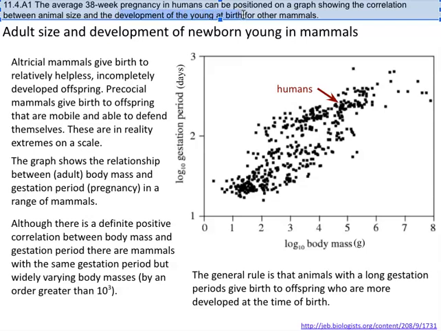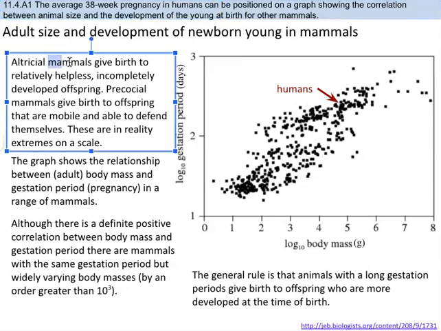So what does that mean? It means that the larger the body mass of the adult that's giving birth, the more developed the baby will be at birth. So, for example, some mammals give birth to a relatively helpless, incompletely developed offspring, versus other mammals that give birth to offspring that can be completely mobile and able to defend themselves.